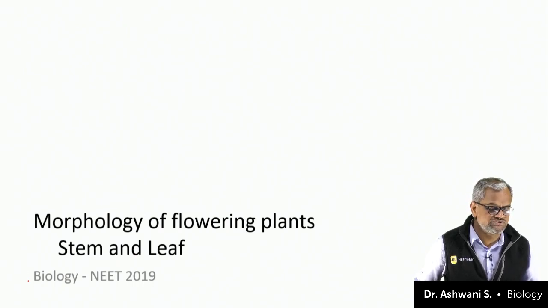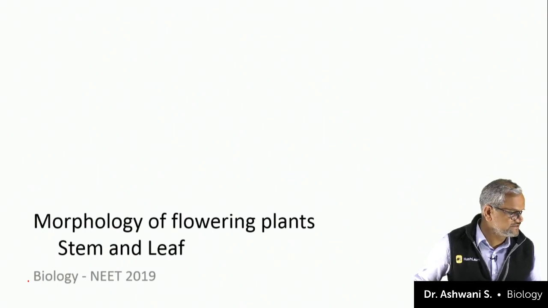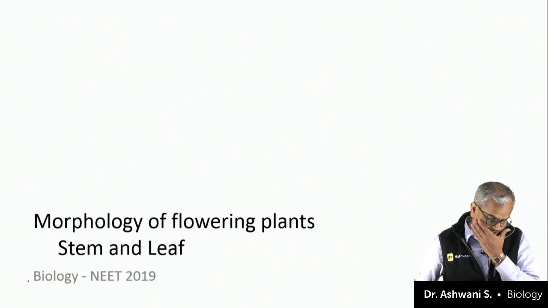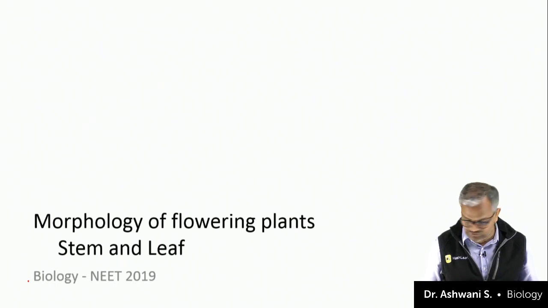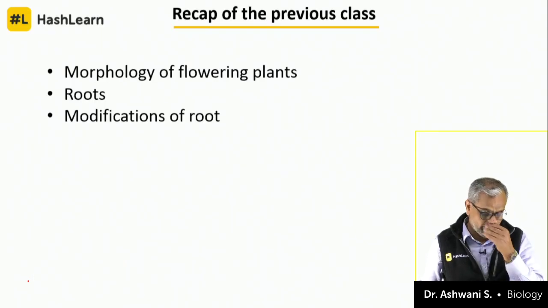Shivam, Pooja, good. When I am with you people, as I always say, I am very fine. So today we are talking about the second part of morphology of flowering plants. We have discussed root, and now we are talking about stem and leaf. So what all things we have done, we have talked about habit, habitat and all.